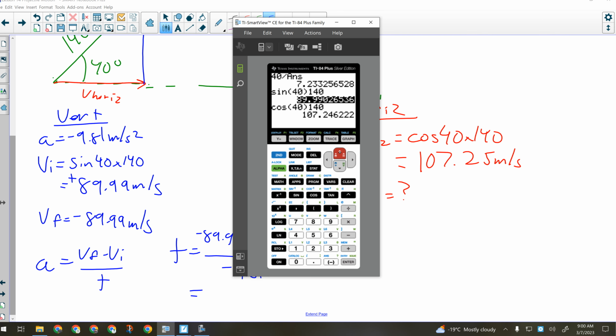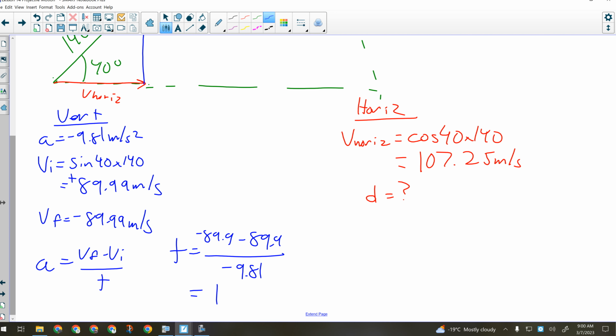When I take negative 89.99 and subtract 89.99, I get like 2 times 89.99, right? So I'm just going to shortcut that and do this, times 2, and then divide that by 9.81. All right, so this thing is in the air for 18.35 seconds.